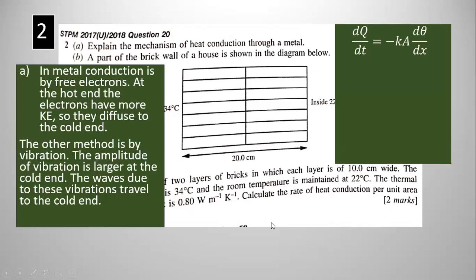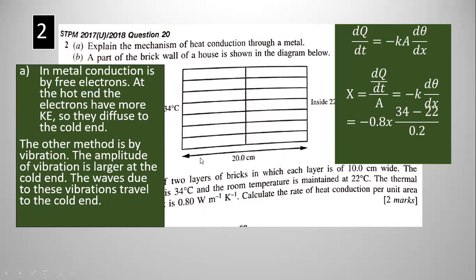So write out the formula, then see what they want. Rewrite the formula. They want you to calculate the value where we call dQ/dt over A. So take the A down, you get minus k d theta dx. So put in your value. That's your 34, that's your 22 here, and then 20 cm converted to meters. That's the value that they want.